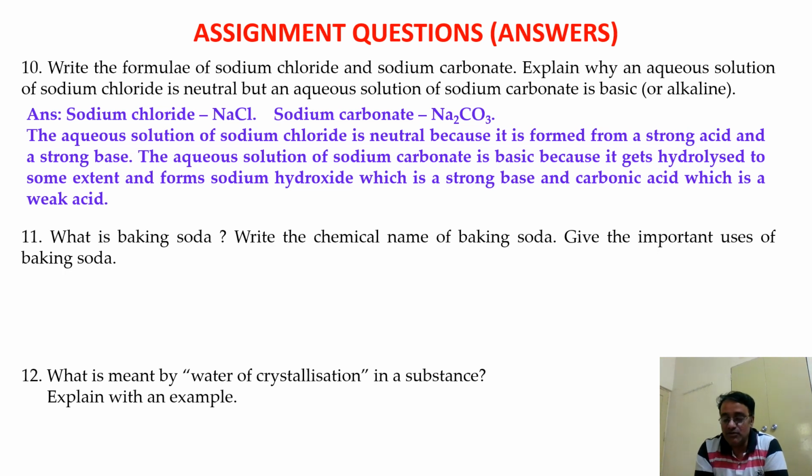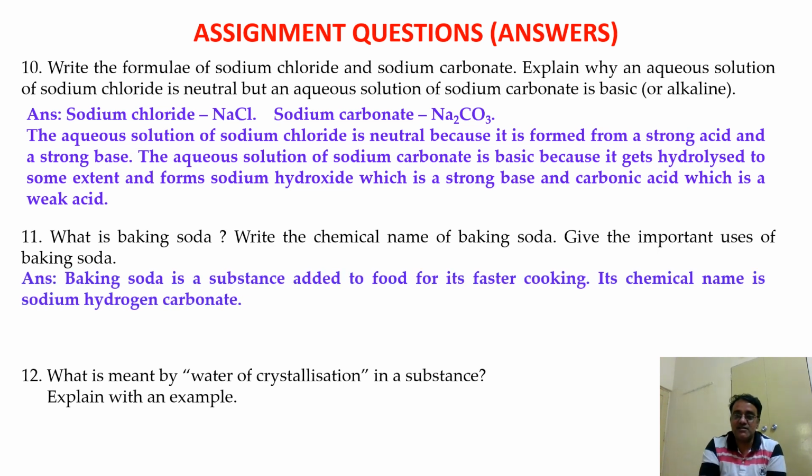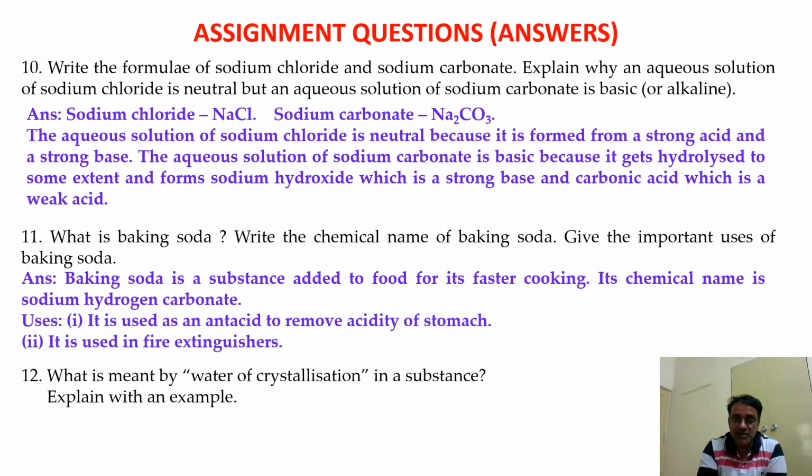Okay, so now the next question, what is baking soda? Write the chemical name of baking soda and give the important uses of baking soda. So baking soda is a substance added to food for its faster cooking. Its chemical name is sodium hydrogen carbonate, and as for the uses, it is used as an antacid to remove acidity of stomach. It is used in fire extinguishers.